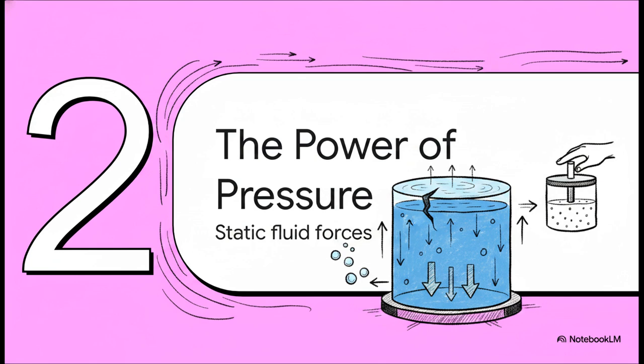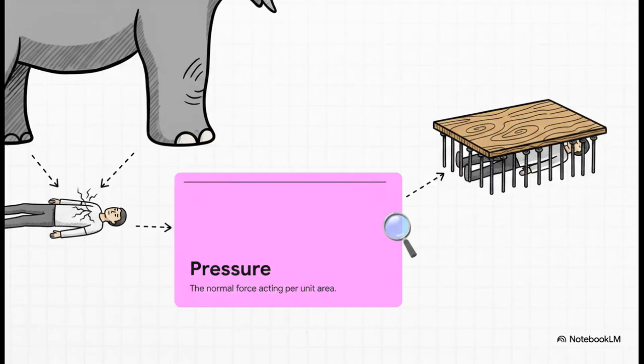Section 2. The power of pressure. Static fluid forces. To really understand static fluids, we've got to understand pressure. By definition, pressure is the normal force acting per unit area. Let's use a pretty visceral analogy from the textbook to make this stick. Imagine an elephant stepping on a man's chest. Yeah, his ribs would absolutely crack, right? But you've probably seen a circus performer safely lying down on a bed of nails, sometimes even with a heavy wooden plank right on top of him.